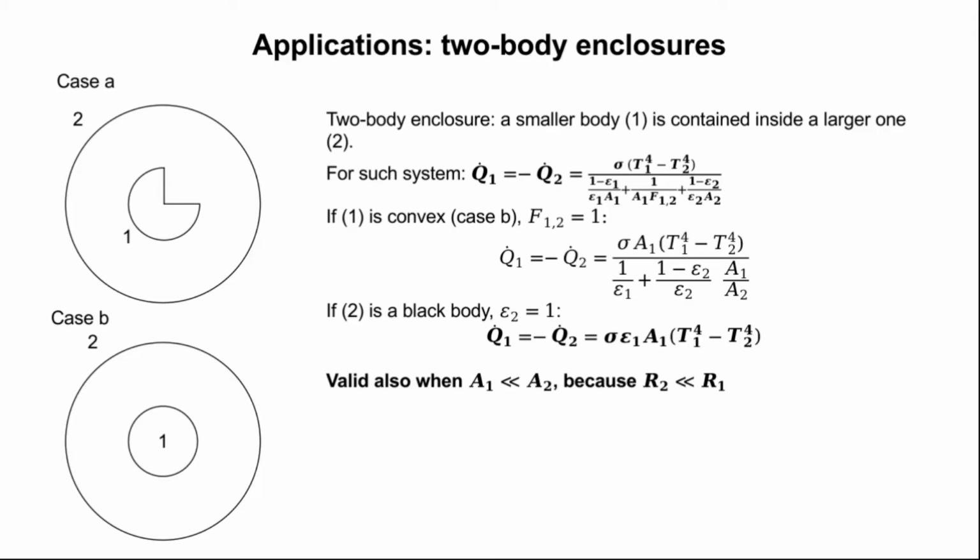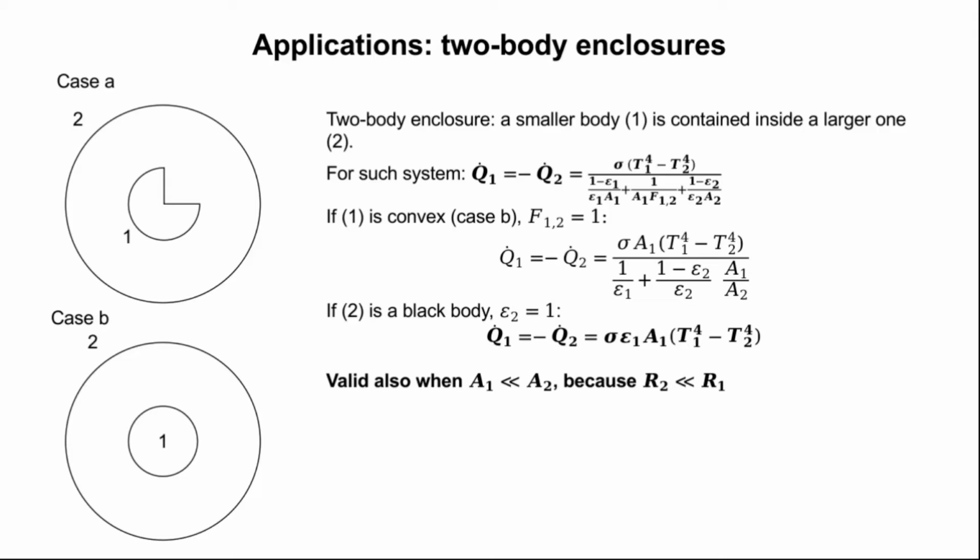Let's see some applications now. And let's start from two-body enclosures. We have a two-body enclosure when a smaller body, body 1, is contained inside a larger one, body 2, as shown in the figure on the left. For such a system, Q1, which is equal to minus Q2, is equal to sigma times the difference of T1 to the power of 4 and T2 to the power of 4 over the summation of the surface resistances of the two bodies and the space resistance between them.